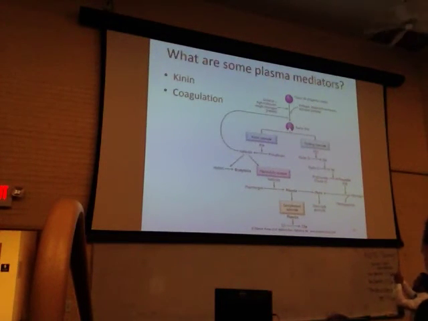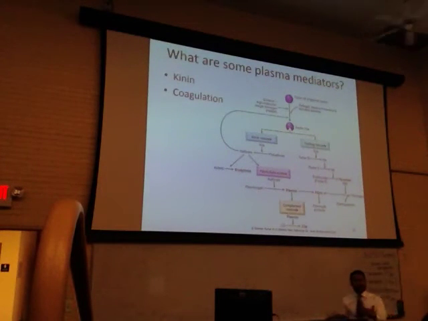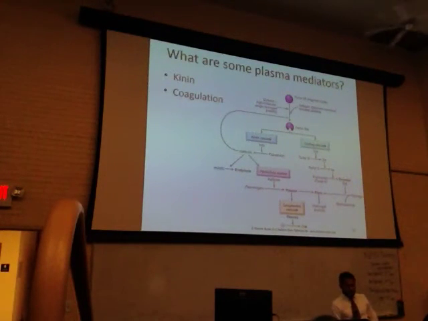So why do you care about the coagulation cascade as it relates to inflammation? Why is it important?